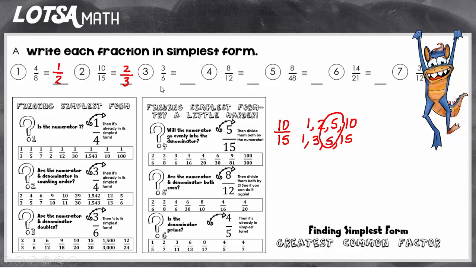So let's look at number 3. We have 3/6. Well, I see they're doubles, and the rule says if they're doubles, then half will be the simplest form. So 3/6 will simplify to a half.